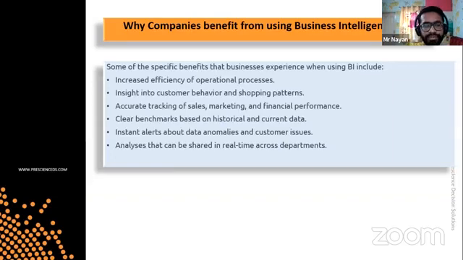The next advantage is accurate tracking of sales, marketing, and financial performance. From a banking perspective, how much sale has happened at a particular stage, how much marketing spend has been done, and what the financial performance is can be useful for the banking sector. You can set benchmarks based on historical and current data. Based on historical data, you decide, okay, this was happening in the past, now I need to take a particular step so that performance improves, and you take the decision accordingly. Now, you get alerts about data anomalies and customer issues.